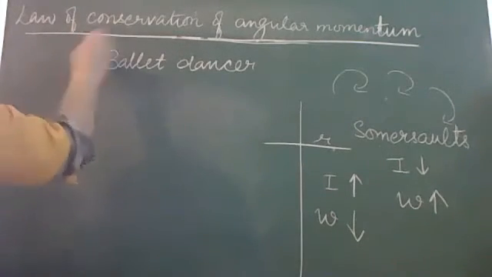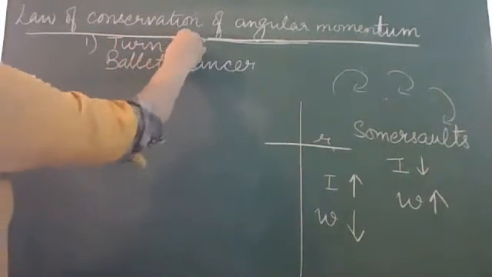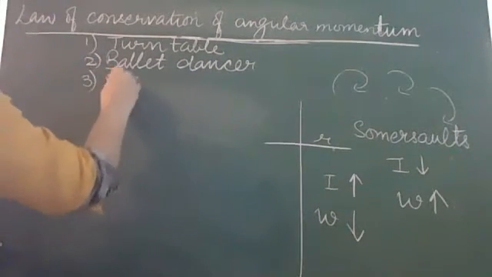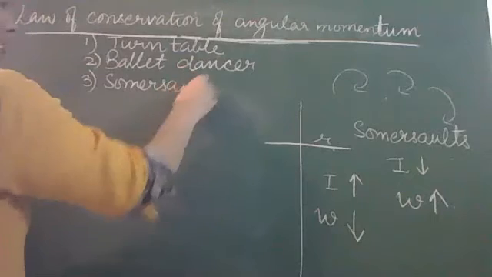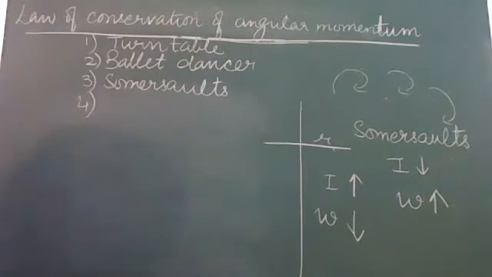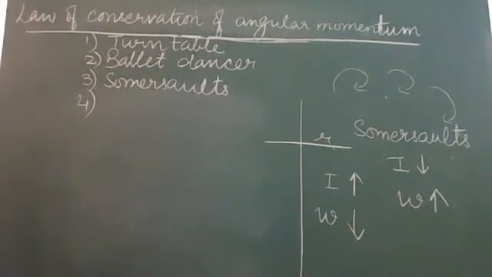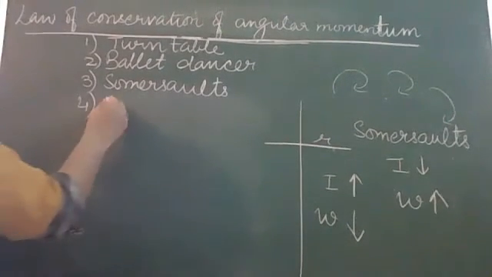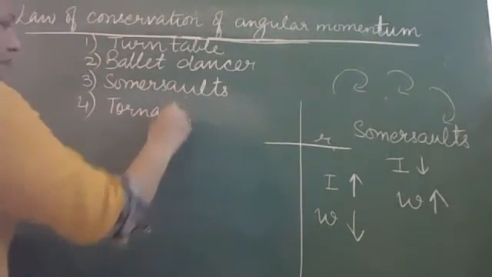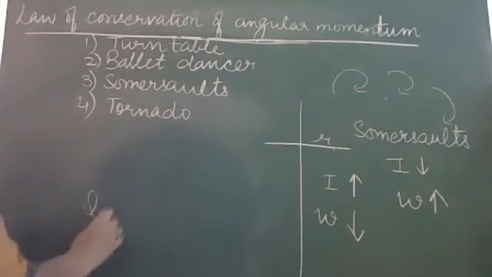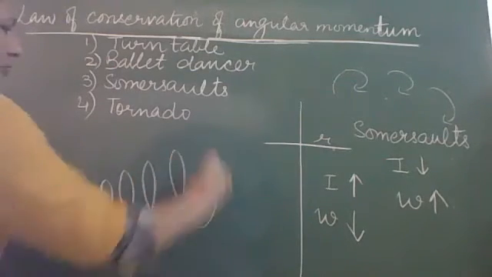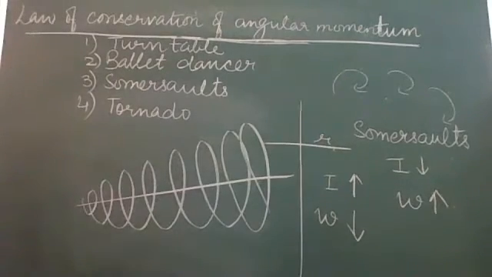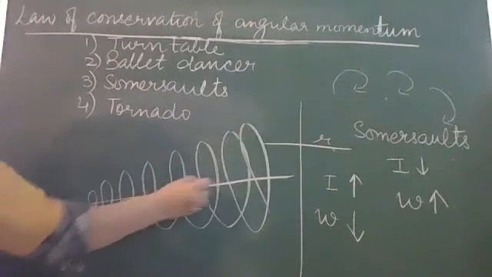So we have done a man sitting on a rotating turntable. That was first example. Second is ballet dancer. Third is a diver performing somersaults in the air before entering the water. And another example we can have is tornado. Why is the speed of a tornado alarmingly high in the center as compared to the sides? Okay, so this is the axis of rotation and speed of tornado is alarmingly high in the center.